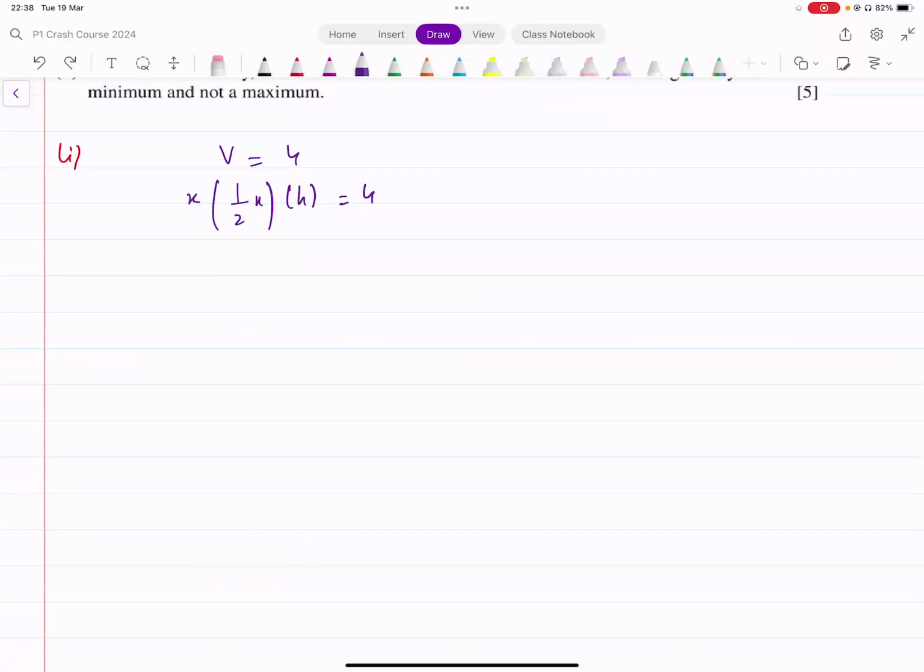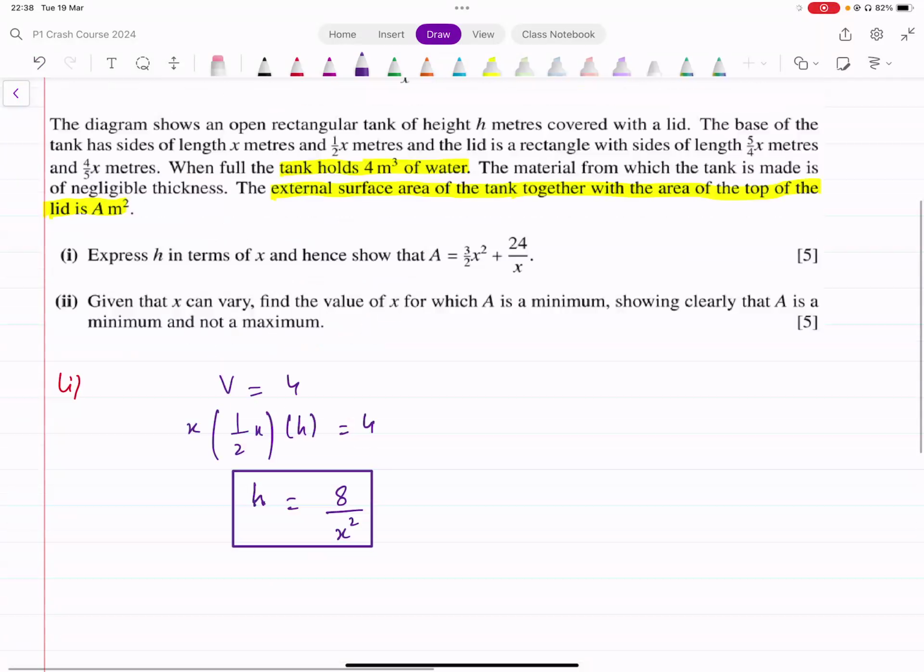How can we do that? You can take 2 to the other side. That becomes 8. And then this is x squared, that goes to the other side, gets divided. And you have h equals 8 over x squared. That's one thing that you have to do. You've represented h in terms of x. That's the first thing we need to do here, h in terms of x.